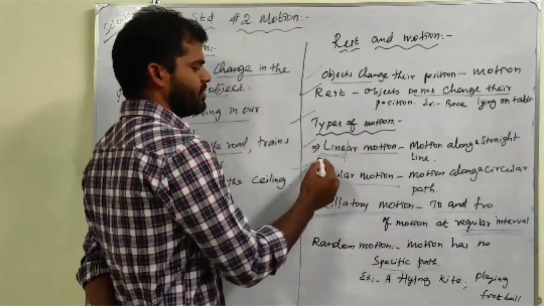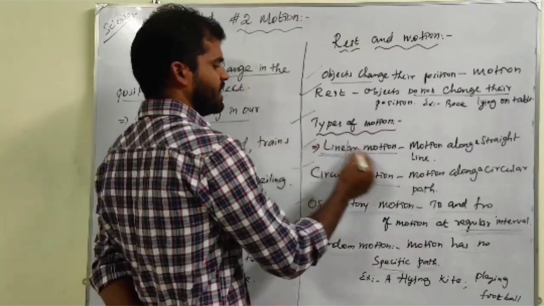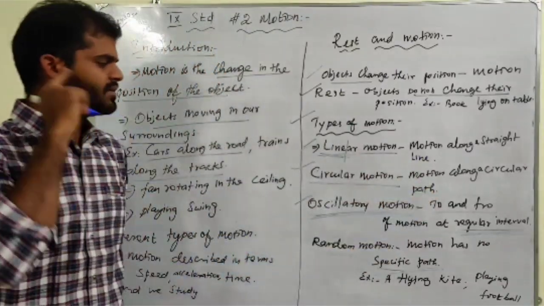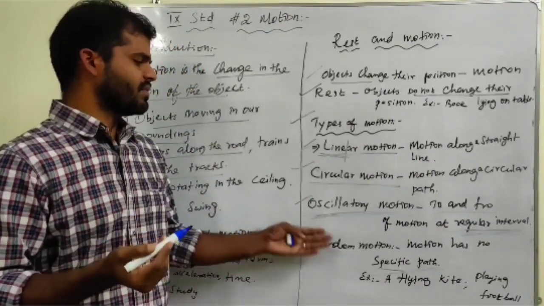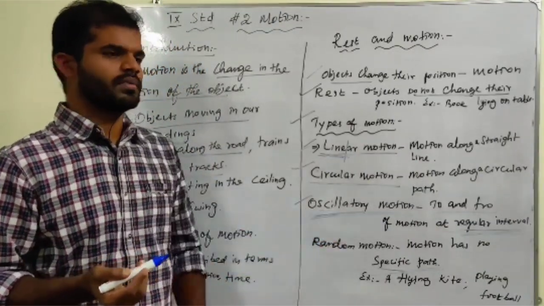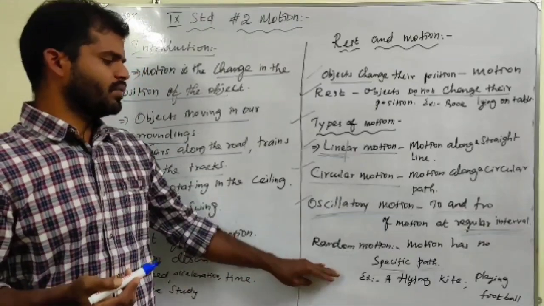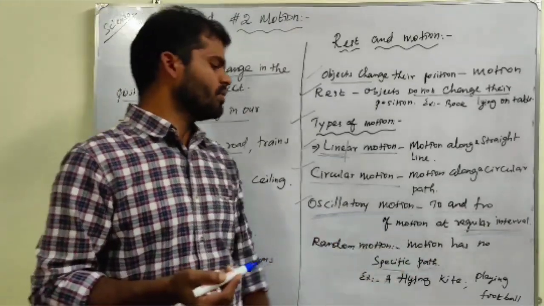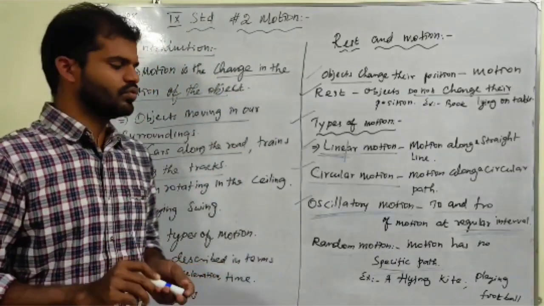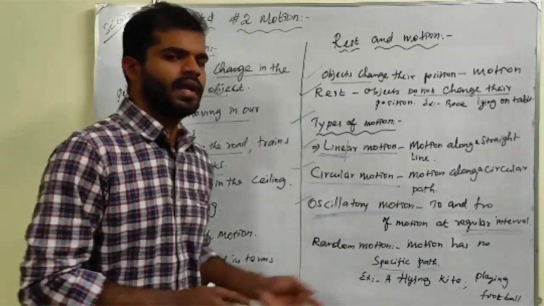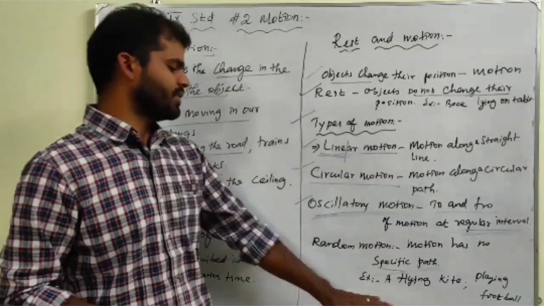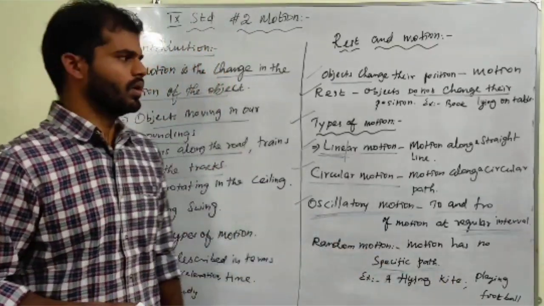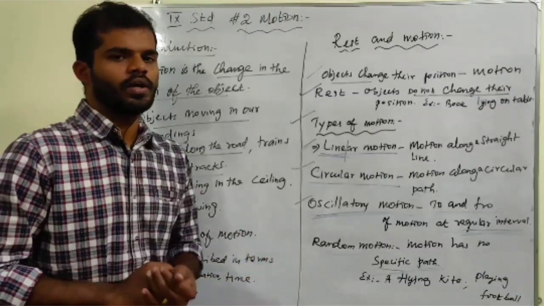So we have 4 types in this class. First one is linear motion, object moving in a straight line. Second one, circular motion, object moving in a circular path. Oscillatory motion, to and fro motion of the object. And random motion, object has no specific path, right? There is no specific direction. They can move in any direction. That is called as random motion. So example for this, flying kite, playing football, right? So this is very, very important.